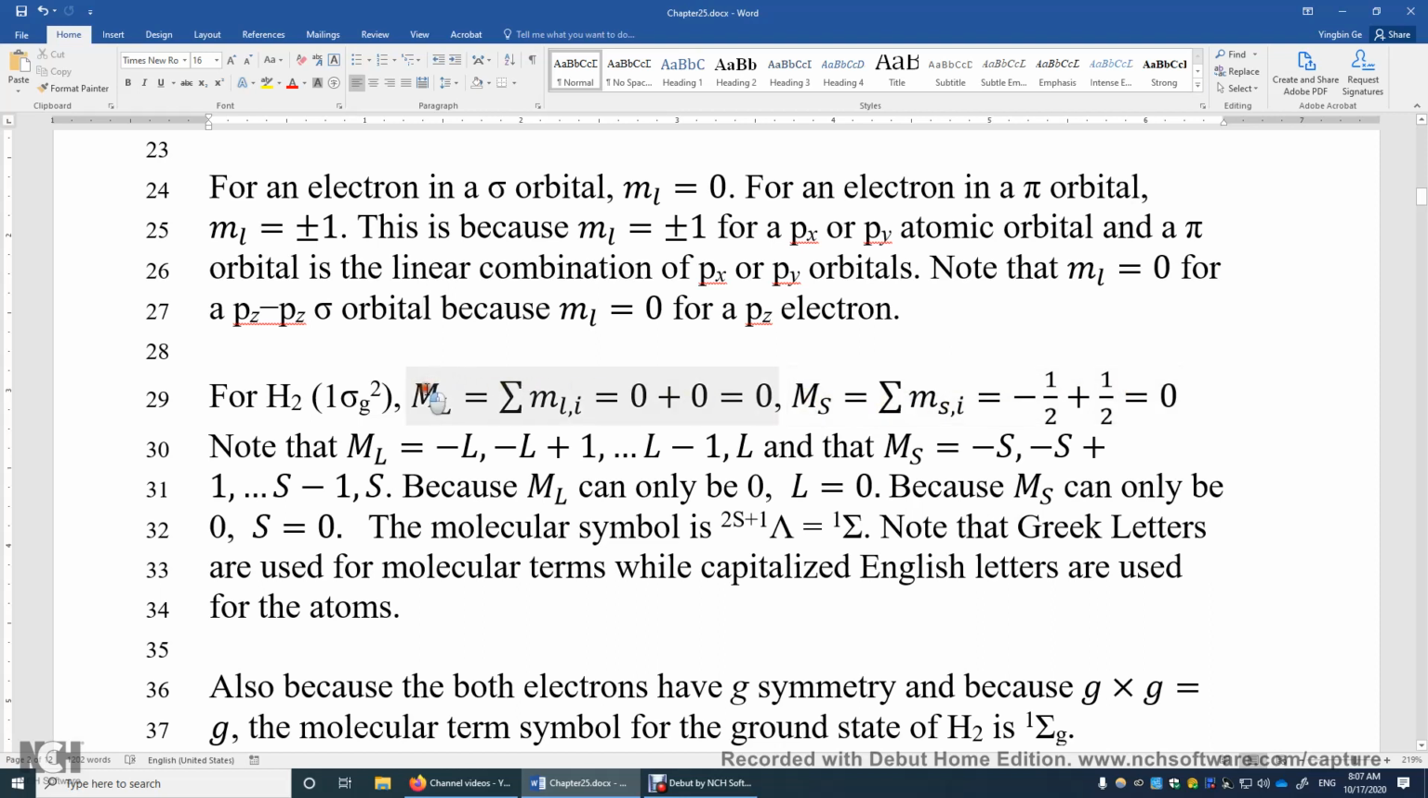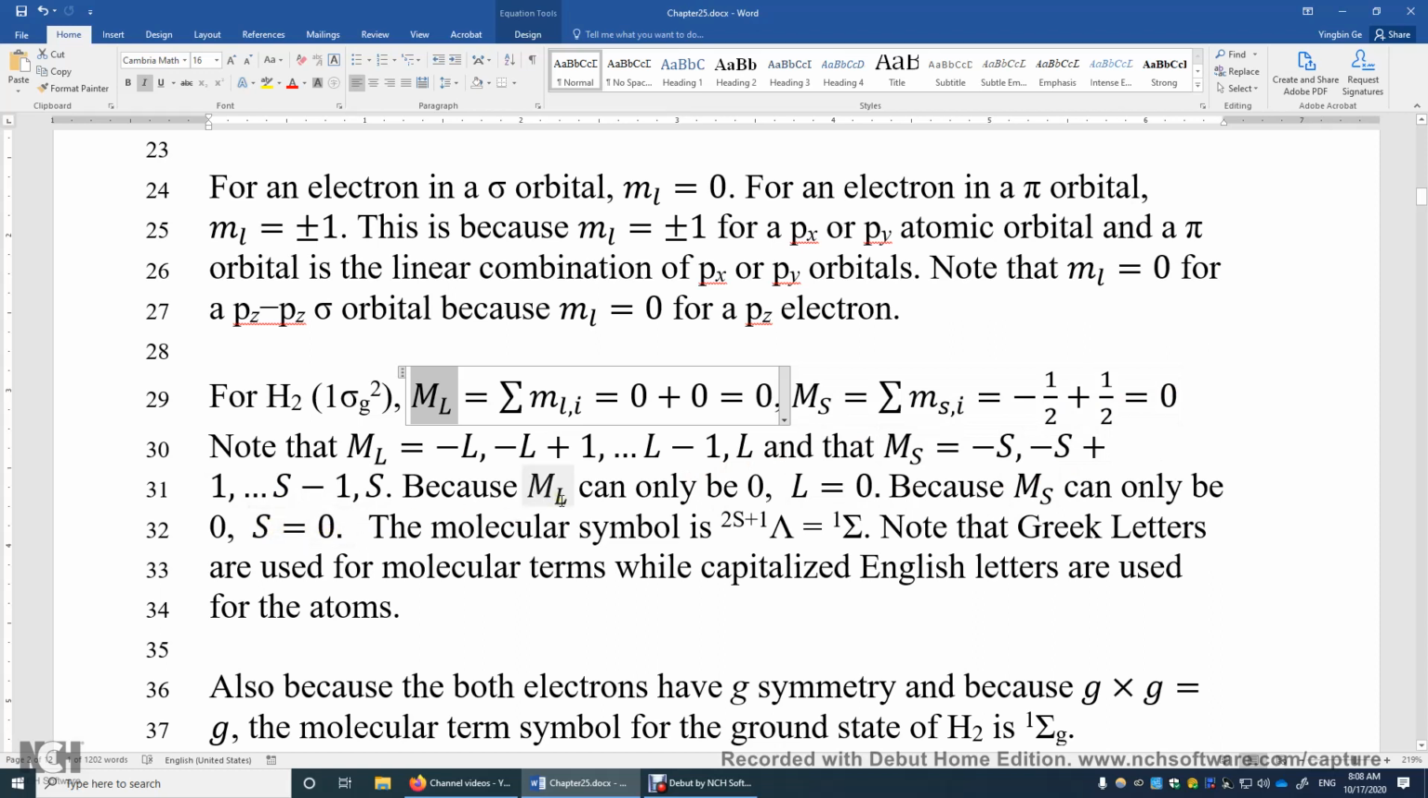Note that this m sub L can have multiple possible values from negative L to positive L. So negative L and positive L serve as the lower limit and upper limit of m sub L. But now m sub L can only be 0, therefore the range is from negative 0 to positive 0, therefore L is 0. Same here, m sub S is from negative 0 to positive 0, therefore this uppercase S has to be 0.